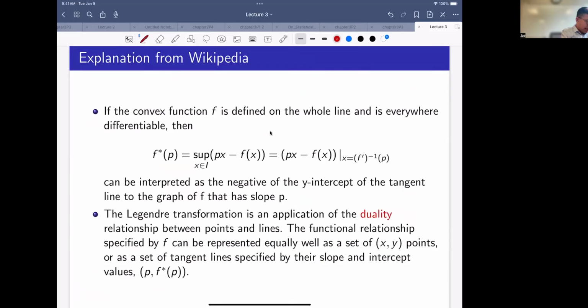So basically, the functional relationship specified by f can be represented equally as a set of x, y points or a set of tangent lines specified by their slope and intercept values. I mean the intercept at the maximum point.